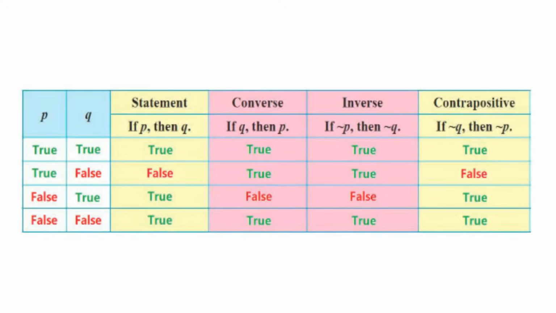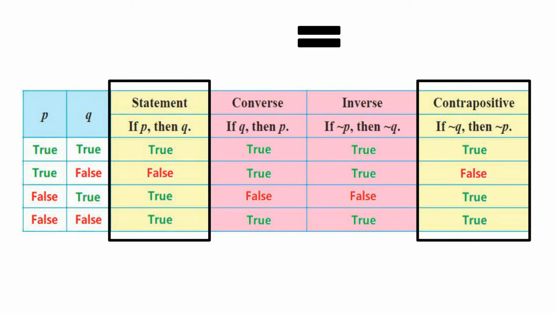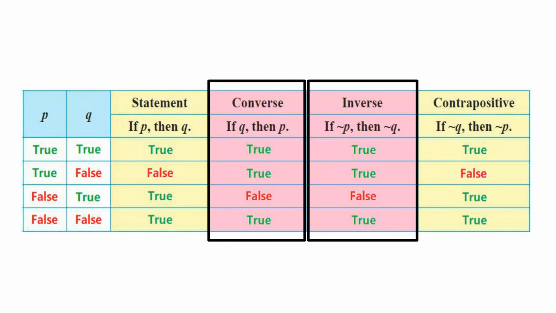1. The truth value of the contrapositive is the same as the truth value of an implication if P, then Q. 2. The converse and inverse are contrapositive to each other. 3. The converse and inverse also have the same truth value.